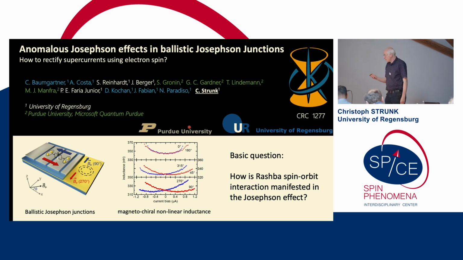So I'm coming from the superconducting side, and actually I would like to address one basic question, namely how can we actually marry or introduce spin-orbit interaction into superconductivity. And say the main observable that I will be advertising is a bit unusual for superconductivity. It is a nonlinear inductance, and I will explain how it comes about.